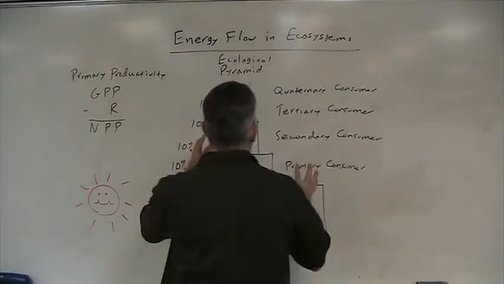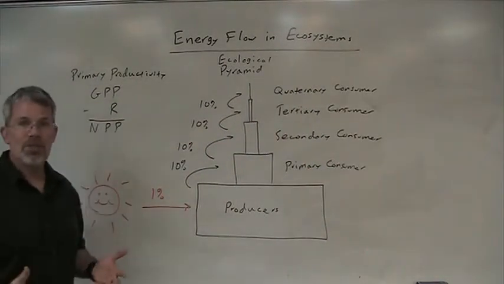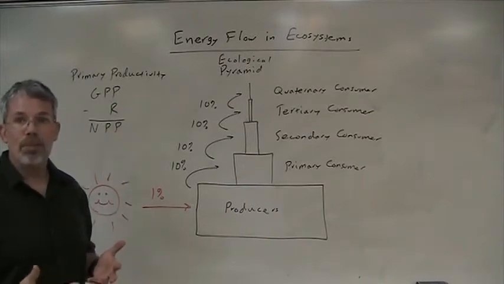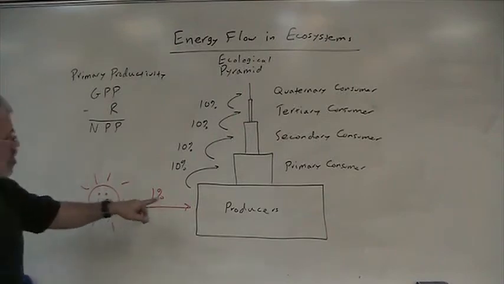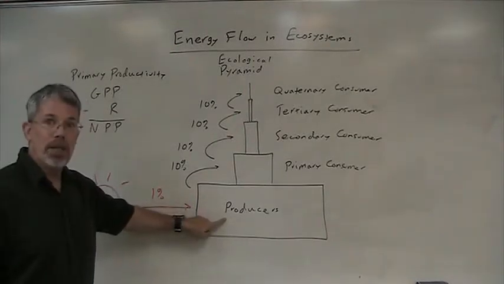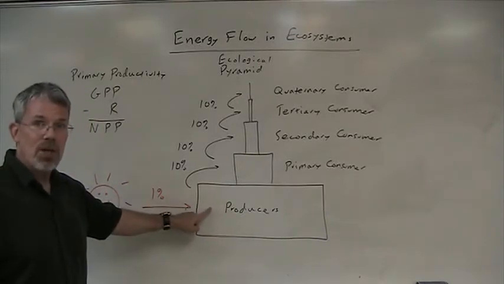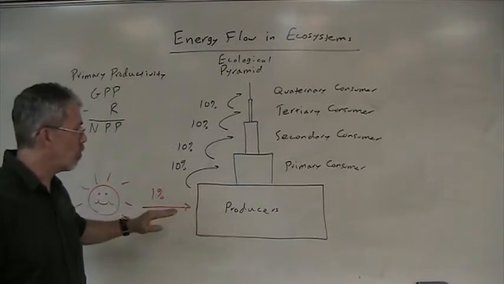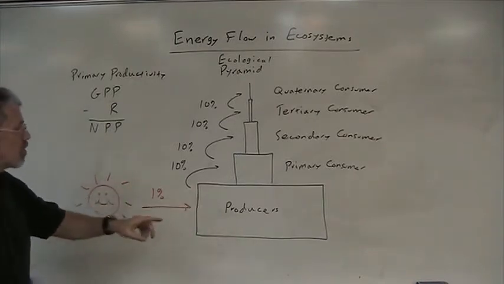Now, here we have a diagram of what's known as an ecological pyramid. We can look at pyramids in several ways. Let's say we're going to look at a pyramid of energy. So we have to look at ecological efficiency. Now, here we have sunlight energy being converted to plant biomass in producers. Only 1% of the energy is going to make it to plant biomass. So we're talking 1% efficiency rate between sunlight and plants.